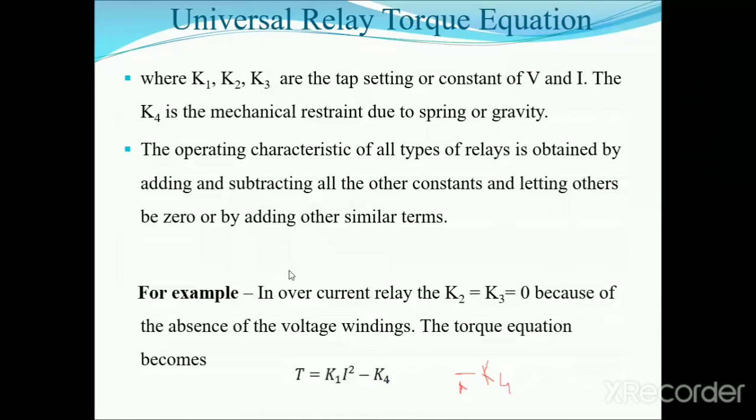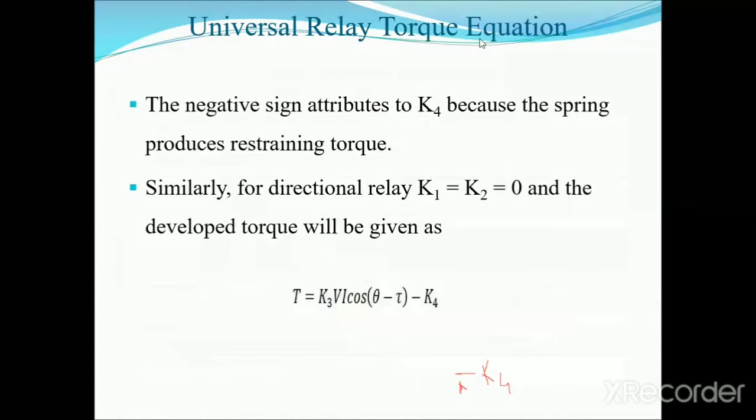Next one is, the negative sign attributes to K4, becoming the spring that produces the restraining torque. Okay, we take the negative sign because the restraining torque is represented with a negative sign.